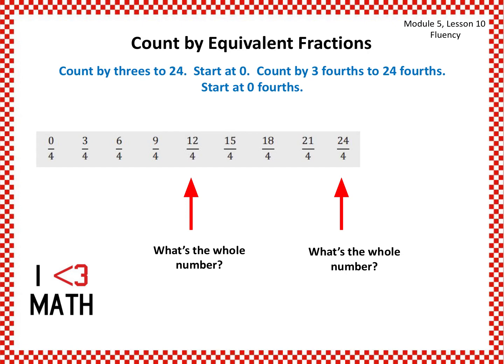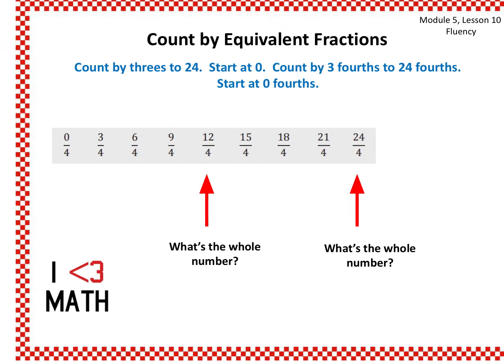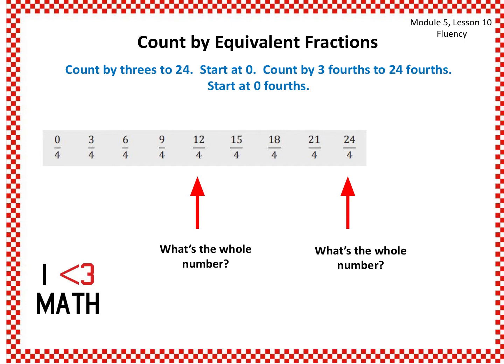So we were just counting by 3, but then we were adding the fourth in our denominator to make that happen. As you do that, we've got 3 fourths, 6 fourths, 9 fourths. We come to 12 fourths, and 4 is a factor of 12. So if we look at how many times does 4 go into 12, well, it goes in 3 times. So we have a whole number here of 3. The next time we have a number that 4 is a factor of is when we get to 24 fourths, and 4 goes into 24 6 times.